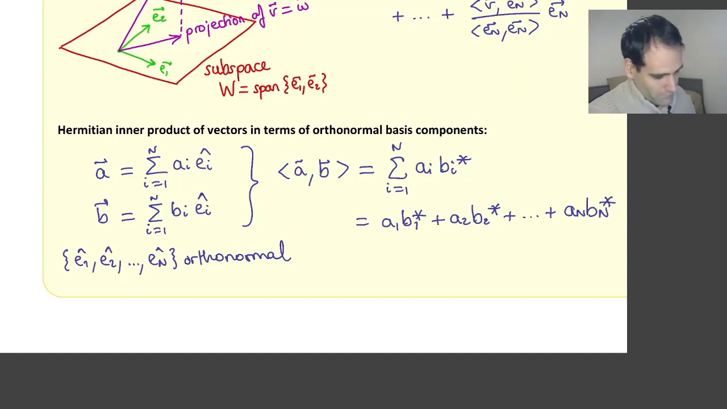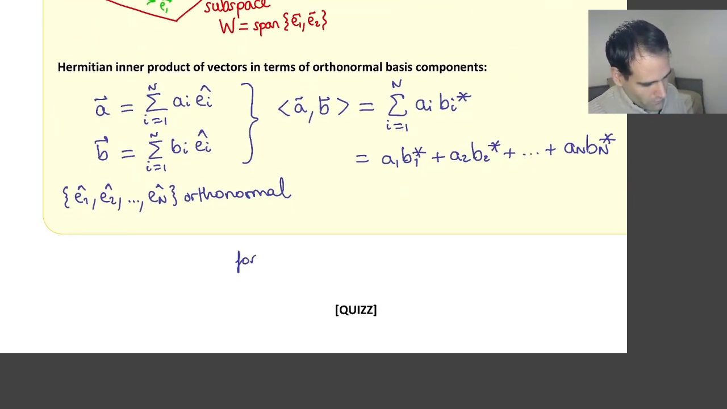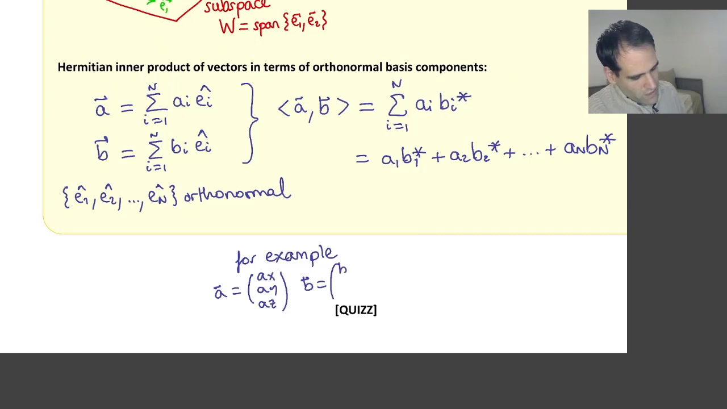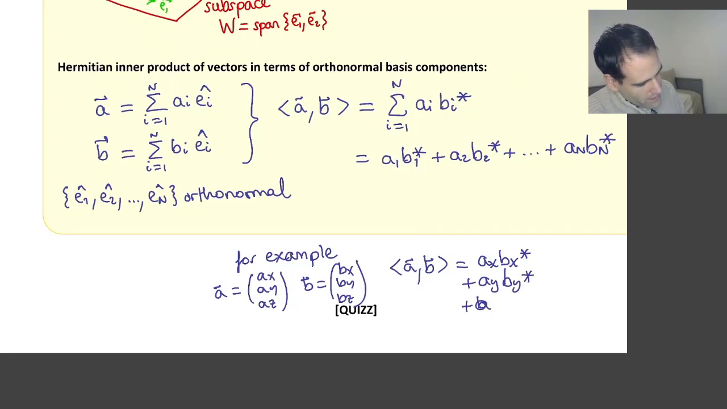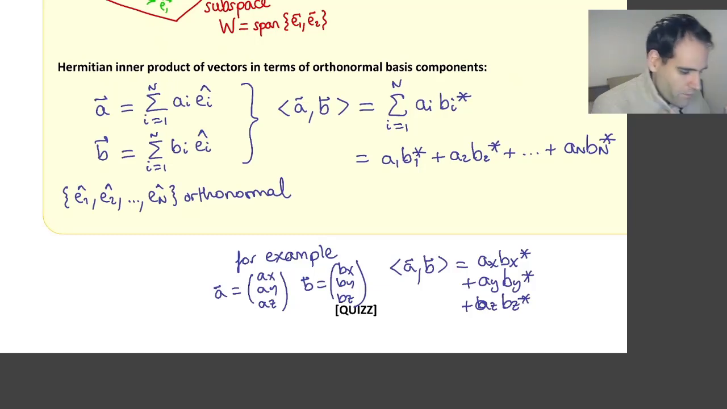For example, if you have two vectors a equals ax, ay, az, and b equals bx, by, bz, in the orthonormal basis x hat, y hat, z hat, then you know that the inner product of a and b is simply equal to ax bx conjugate plus ay by conjugate plus az bz conjugate. Now, you always remember this. You always have to conjugate the second vector, not the first one.